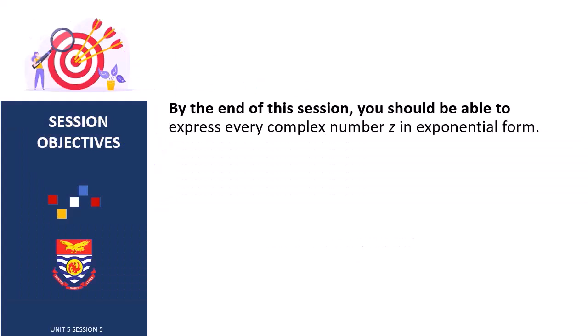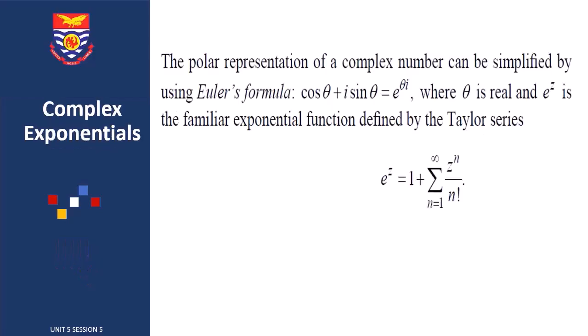By the end of this session, you should be able to express every complex number z in exponential form. So let's look at the simple exponentials. The polar representation of a complex number can be simplified by using Euler's formula. So this is Euler's formula. Let me underline that. We are going to make use of this Euler's formula.